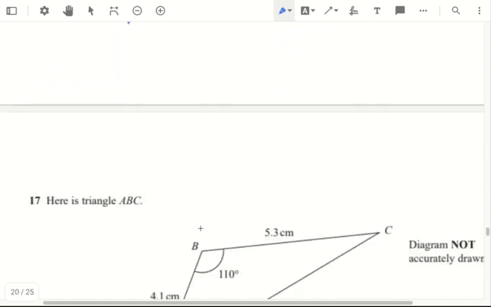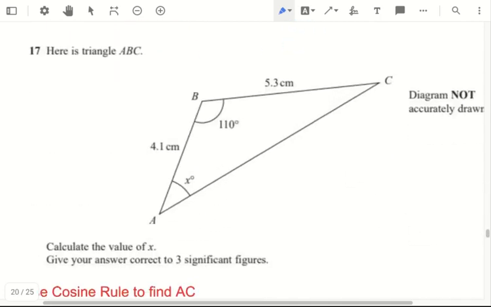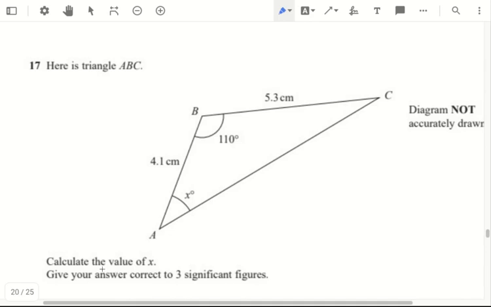Okay, so let's continue. This question here, we want to calculate the value of x. This looks slightly confusing because we have this angle here. We're given 110, 4.1 centimeters, and 5.3 centimeters.